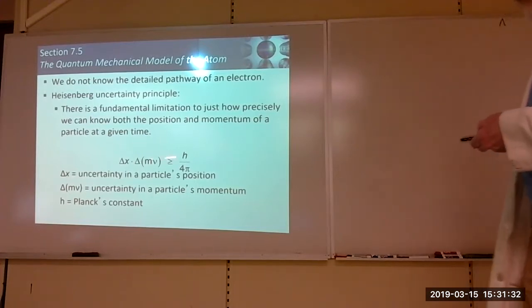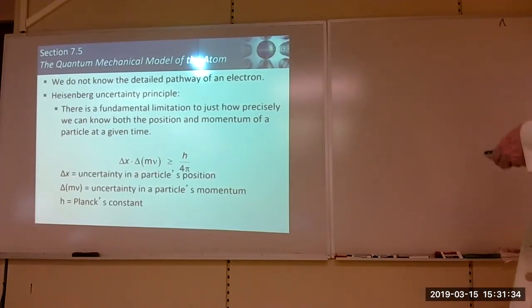You don't have to remember this part. I just put that up there for illustration purposes and description. Heisenberg said that there is a limit to knowing where something is and how fast it's going. So if you can tell one, you can't tell the other with any degree of accuracy.